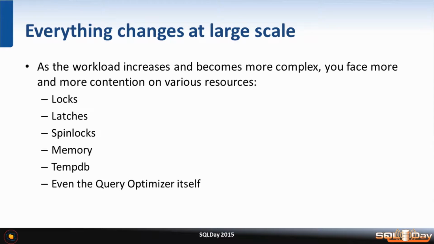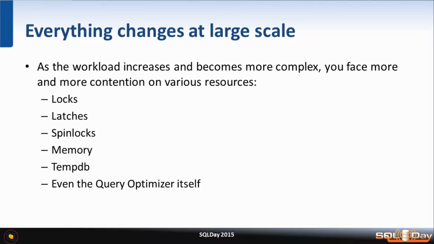Latches on your data pages if you have any hot pages that are updated frequently. Spin locks, depending on what you do inside your SQL Server engine. Memory for query execution. TempDB is kind of a bottleneck by design because everything goes there. If you start doing something that is TempDB intensive, you only have one TempDB per instance, so everything lands in that single database. And if you left it at the default configuration with one data file, then it's going to be really nasty because there's going to be a lot of contention on that.